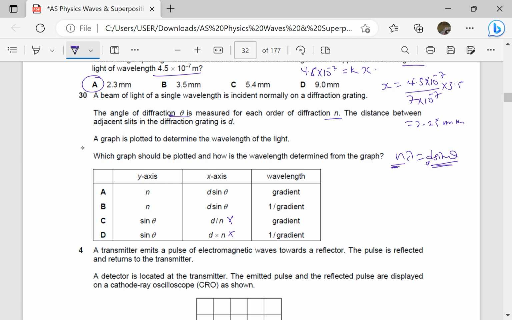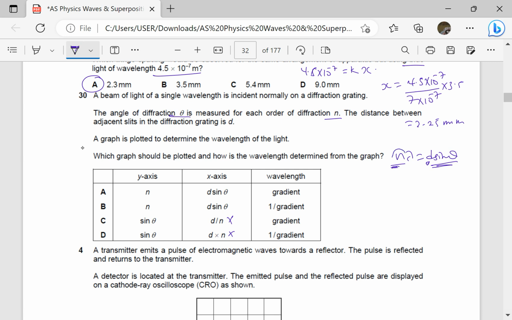The dependent variable is most likely going to be put on... it is always better to put the dependent on the y-axis and the independent on the x-axis. But in this case, we have n on the y-axis, and d sine theta on the x-axis. But now let's concentrate on the gradient.